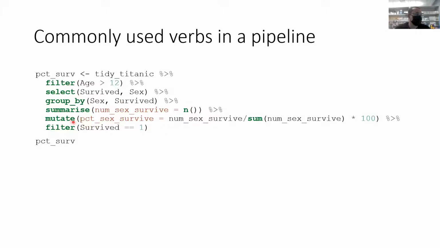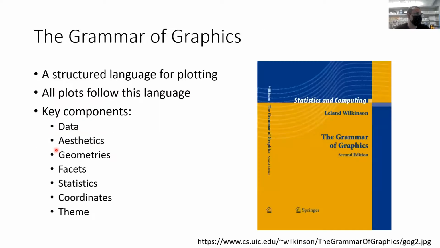Mutate creates a new column in the data frame based on some manipulation of existing columns. So in this case here, we're making a percentage calculation, but this can be anything you want. And then filter again. So you'll see these guys pop up again and again today, and then we'll have some extra ones just to show you that just because you know the basic ones doesn't mean you'll be able to do anything, but it's always just a Google away to find a new verb to do what you need to do.